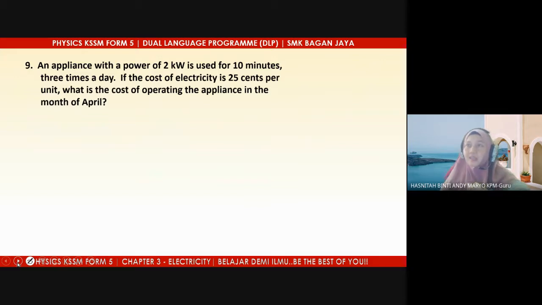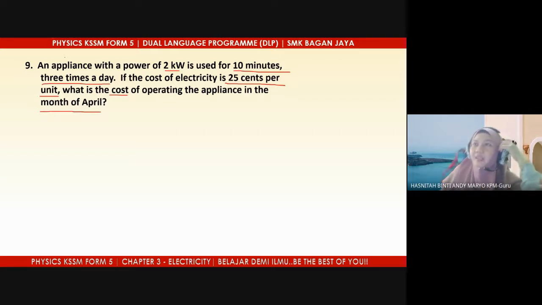Students, okay, kita nak habis dah. Appliances with power 2 kilowatt used for 10 minutes, 3 times a day. If the cost for electricity is 25 cents per unit, what is the cost of operating the appliance in a month of April? Soalan ni sekarang kita nak kira electric bill.